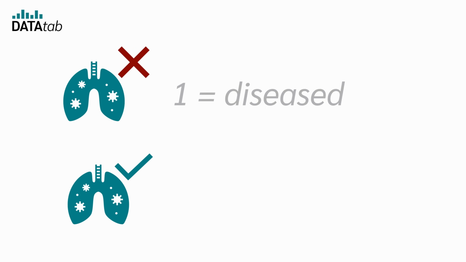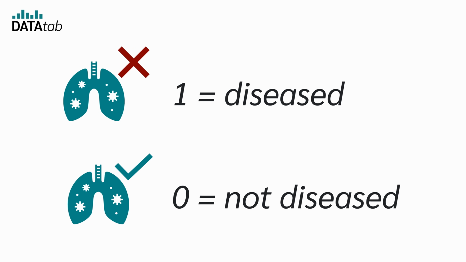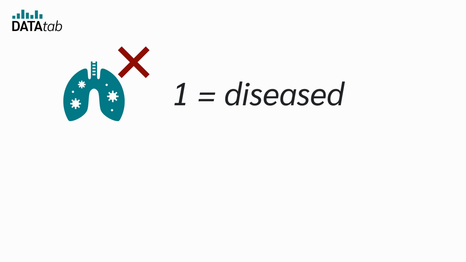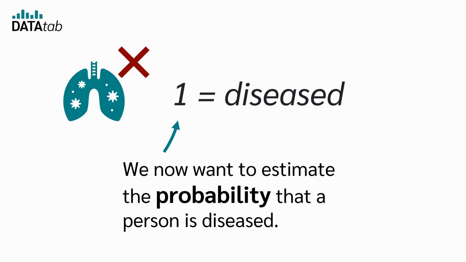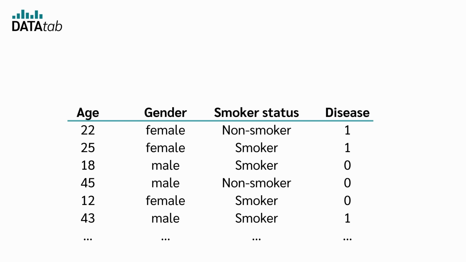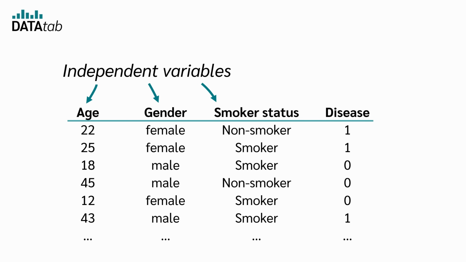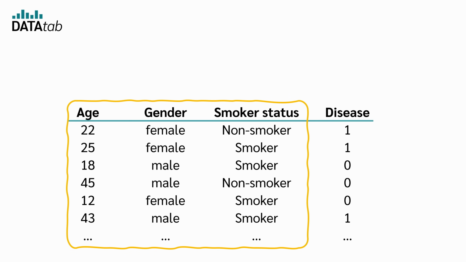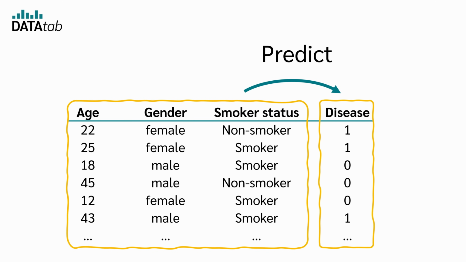In this case, 1 stands for diseased and 0 for not diseased. We now want to estimate the probability that a person is diseased. So our data set might look like this. Here we have the independent variables and there the dependent variable with 0 and 1. We could now investigate what influence the independent variables have on the disease. If there is an influence, we can predict how likely someone is to have a disease.